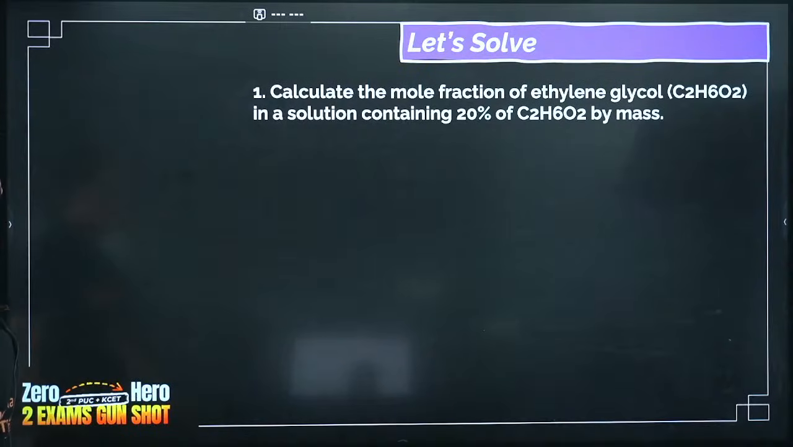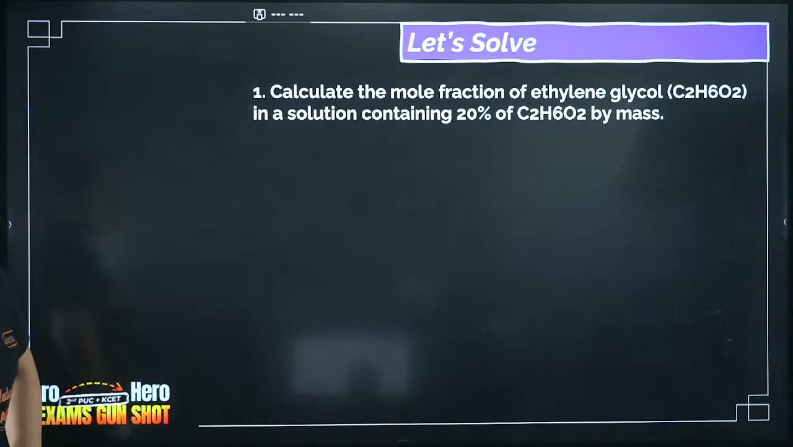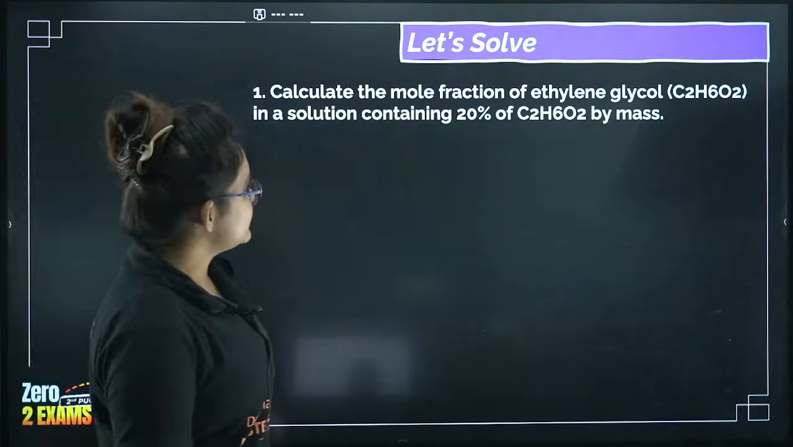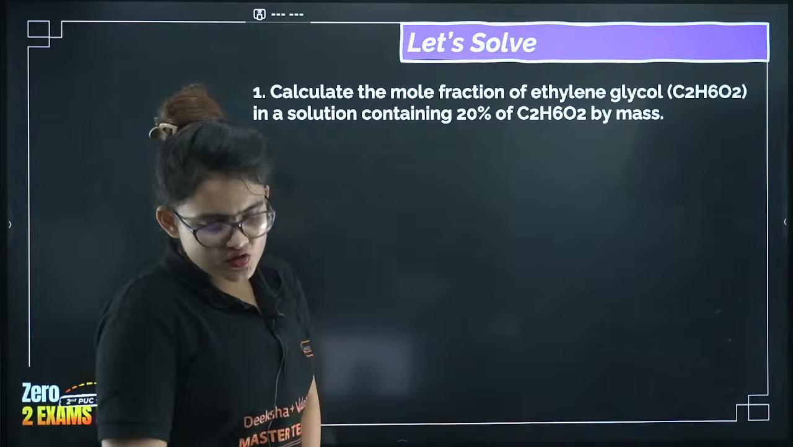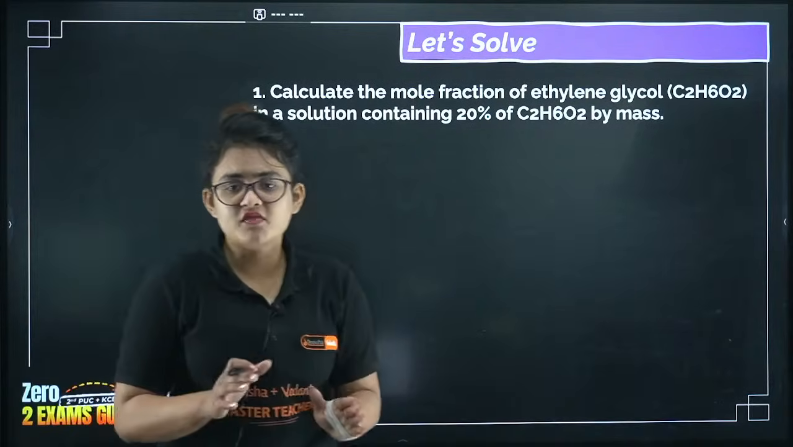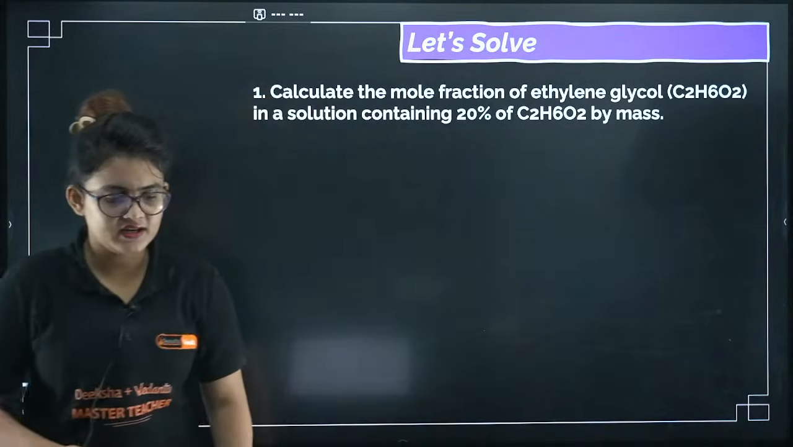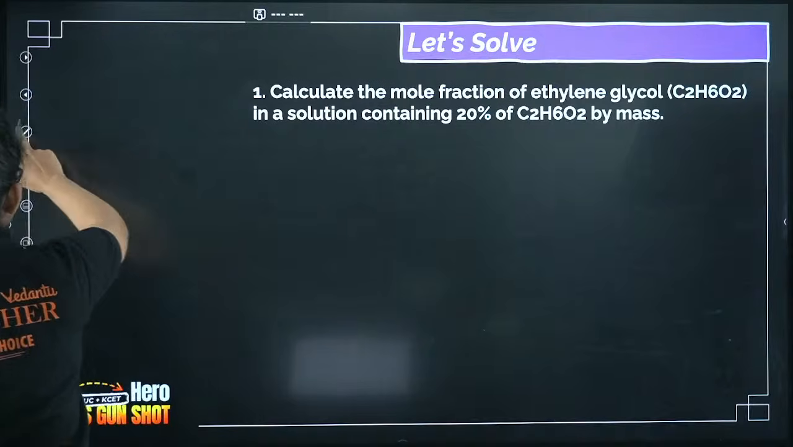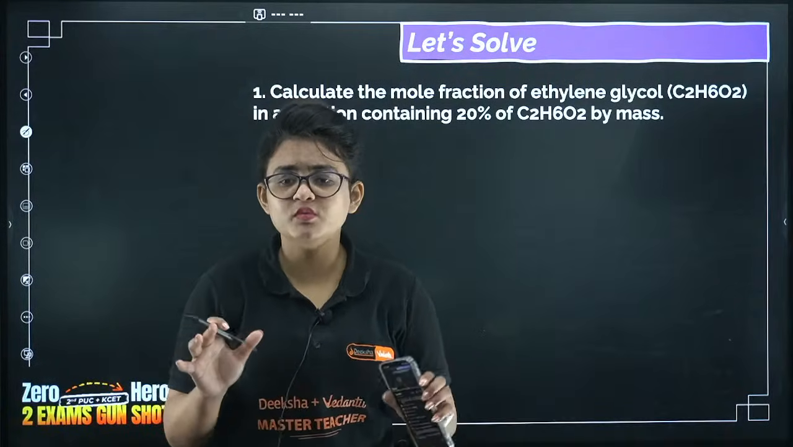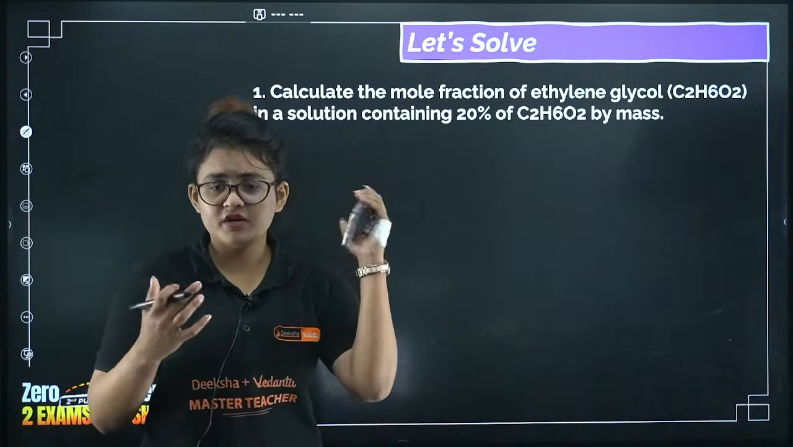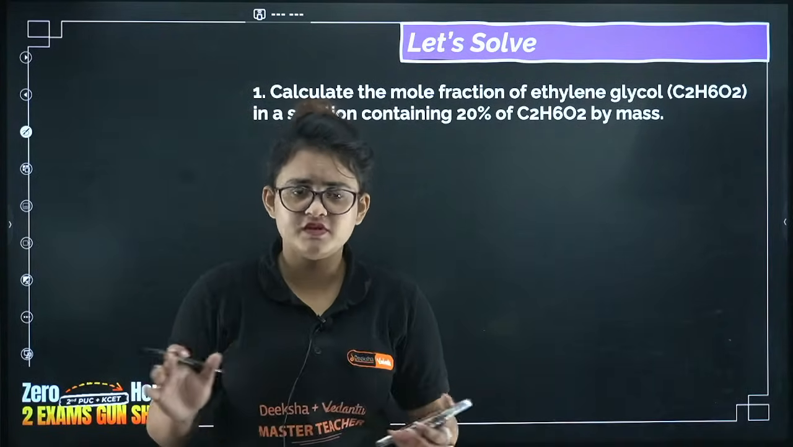So let's implement this formula. Calculate the mole fraction of ethylene glycol in a solution containing 20% C2H6O2 by mass. Ethylene glycol, 20% by mass. I insist you people, if you have understood a little bit, please give it a try by yourself, and then we will proceed accordingly. The first thing I can do is calculate the number of moles. Many numerical type problems we are going to solve from this chapter, whatever the probable ones from this particular case, we are going to solve everything.